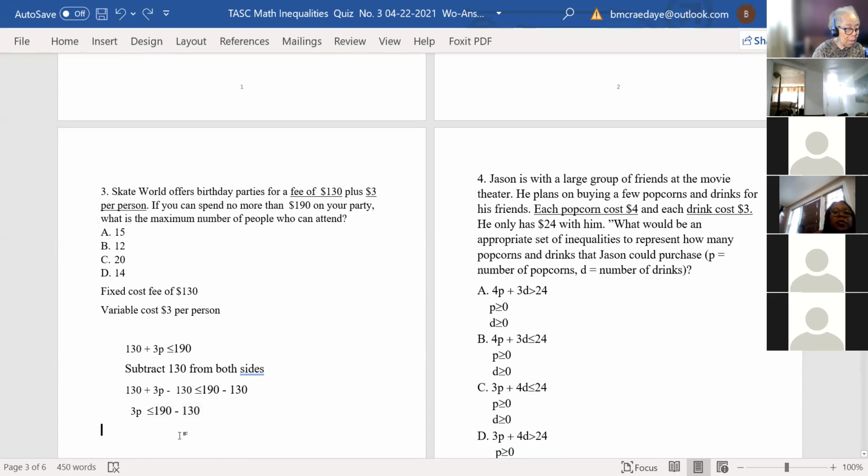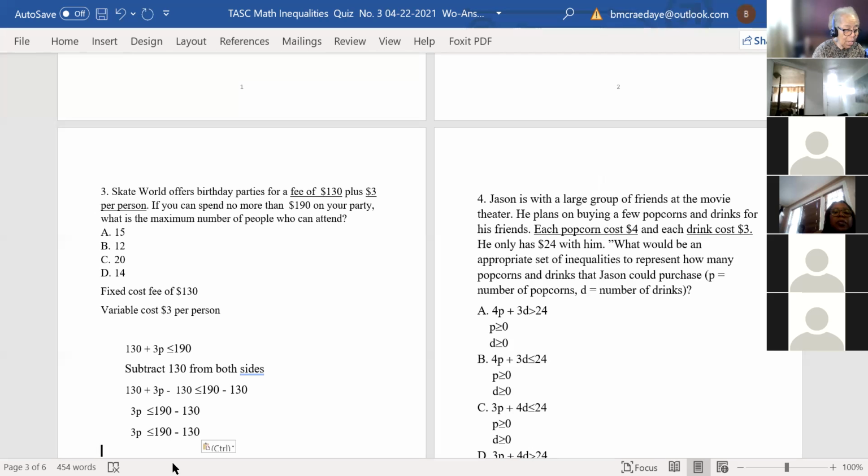190 minus 130. That's 60. Yes, that's right. So let's copy that and put 60. Okay, so what we'll have is 3P less than or equal to 60. Now you can see your answer, right? Alba, what's the answer? If this is 60, what's P equal?